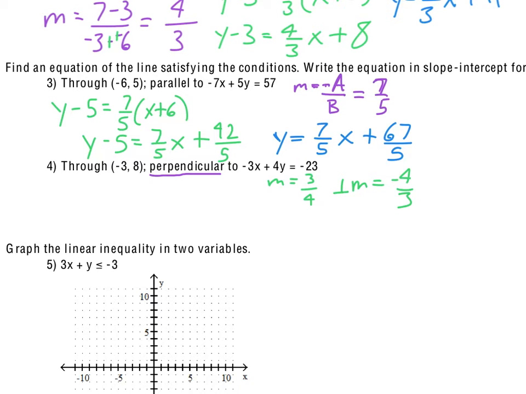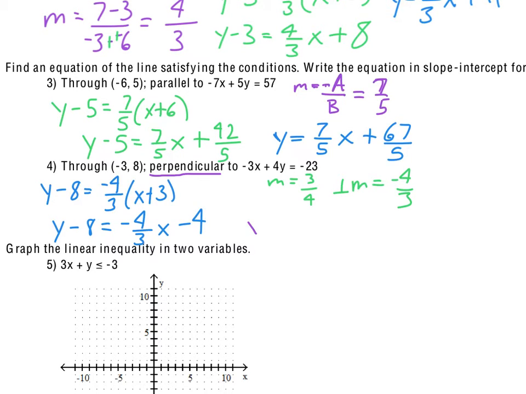And so again, just a fancy way of giving us a slope of negative 4/3 and through the point (-3, 8). So again, if I start with my point slope form, y minus 8 equals negative 4/3 (x plus 3). At least the fractions won't be bad this time when we multiply the negative 4/3 through. So we get negative 4/3 x minus 4. And then we just have to add the 8 to both sides.